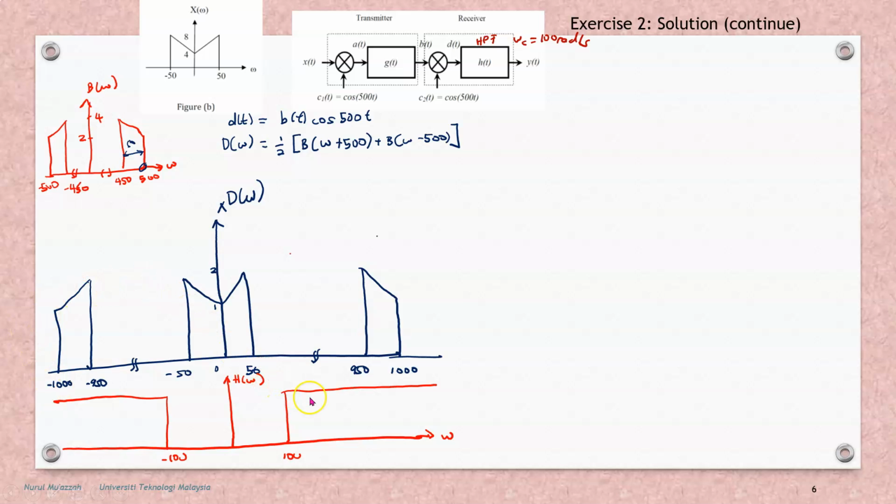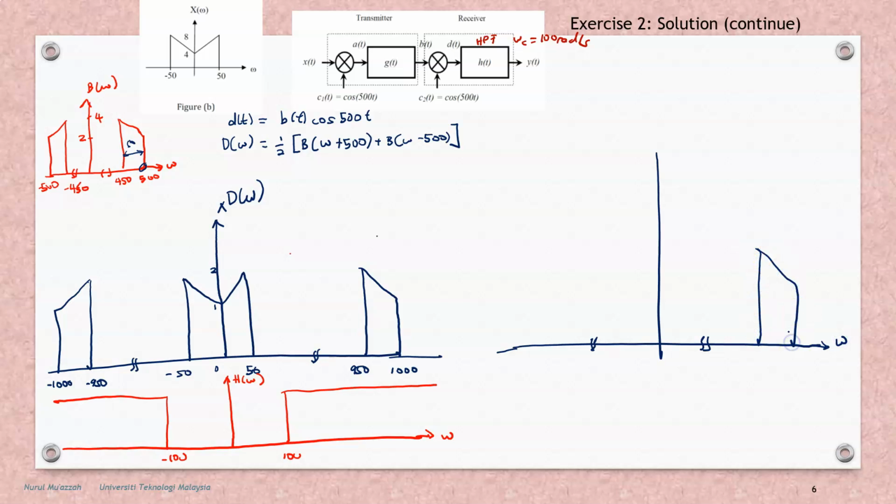So from here we know that whatever signal that has frequency above 100 will be retained, and also below negative 100, and whatever signals that are in between negative 100 and 100 will be eliminated. So this part will be removed, and this part will remain. So from here, you can draw the final answer for Y omega. So Y omega will become this, and of course you draw like this because the sketch should be longer than this. So only this part. So draw something like this.